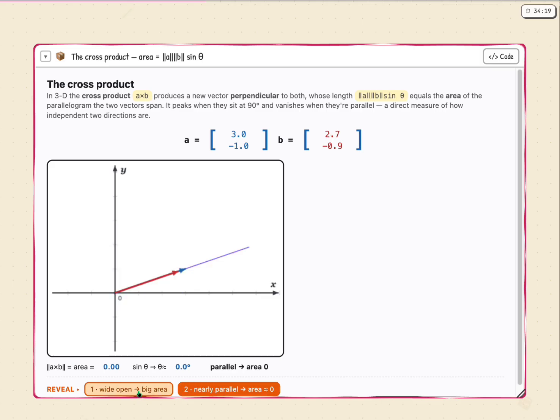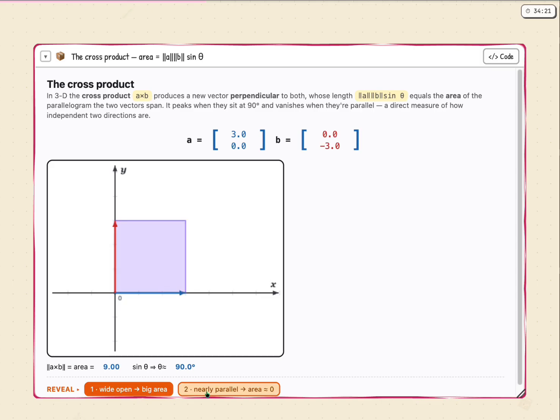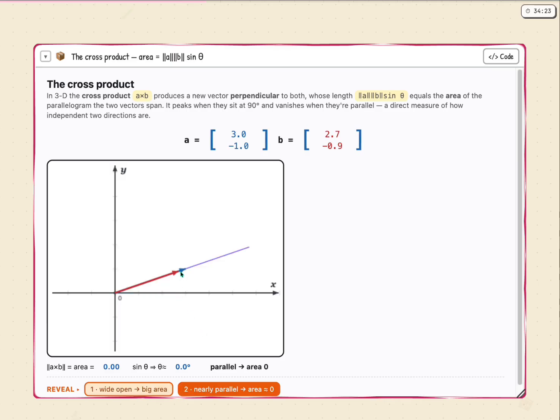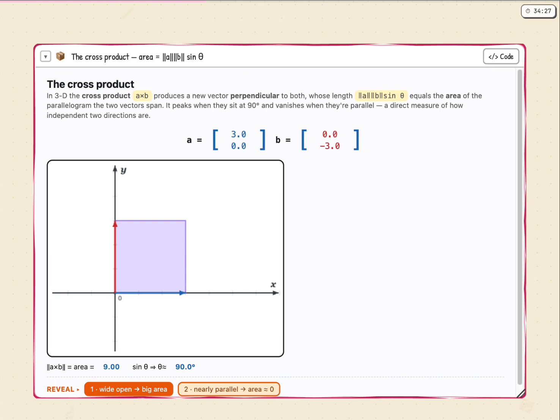So while the dot product asks, how much do these agree? The cross product asks, how much do these differ? How independent are they? Zero area means the two vectors are redundant, lying along the same line. Large area means they genuinely span different directions. That idea, measuring how independent two directions are, is going to come straight back when we talk about the rank of a matrix and about principal components. It's the same question wearing different clothes.